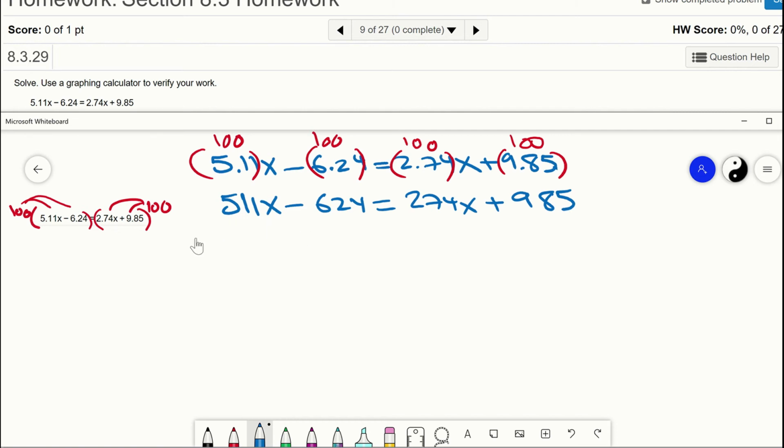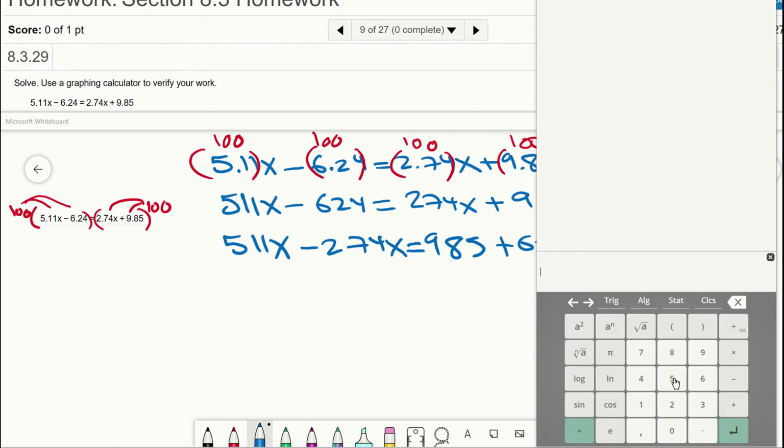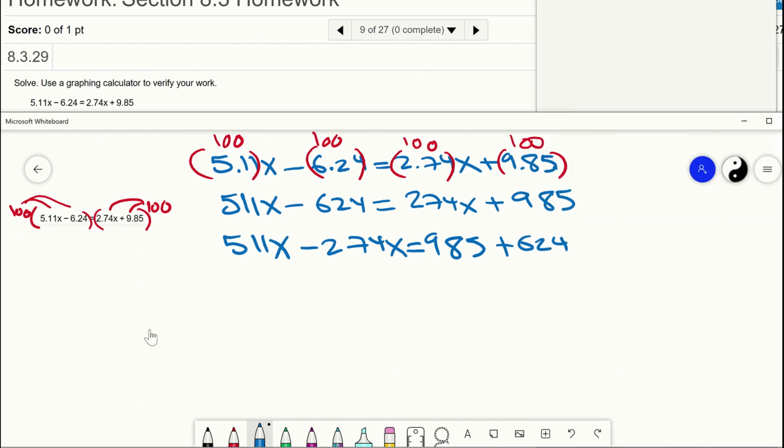And now we're going to get the x's on one side. So 511x minus 274x equals 985 plus, remember, you're moving negative 624 to the other side, or in other words, adding 624 to both sides. So it becomes plus 624 on the other side. Now we do 511 minus 274. All right, so 511 minus 274, we get 237.